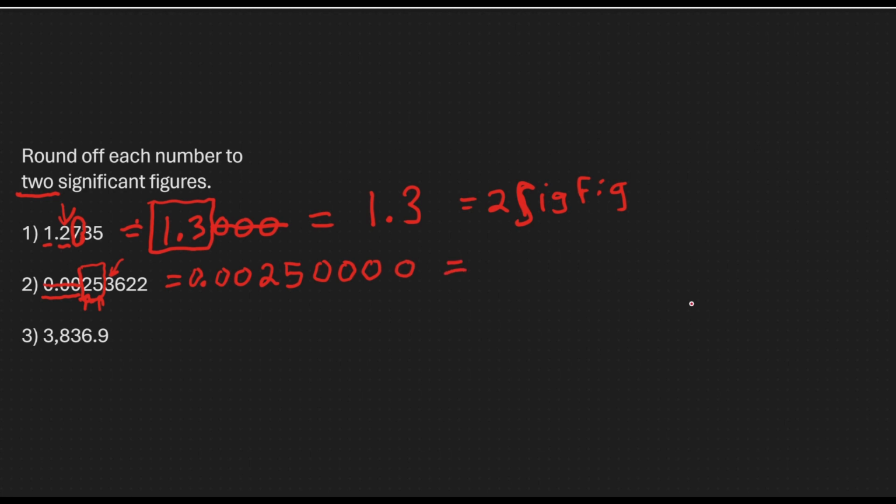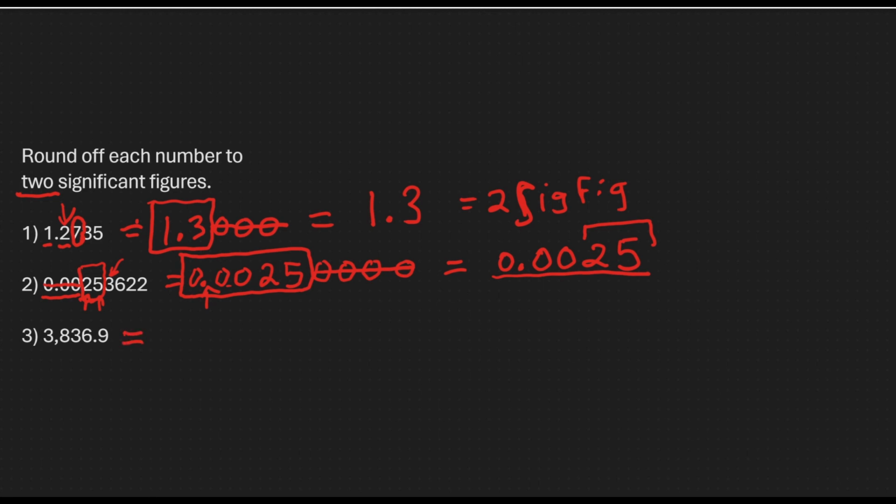And my final answer will be 0.0025. And I'm going to omit these zeros, because those zeros are significant because the decimal is present, and I need two significant figures, not six. So my final answer will be, and here I have two significant figures, and I keep the zeros as placeholders.